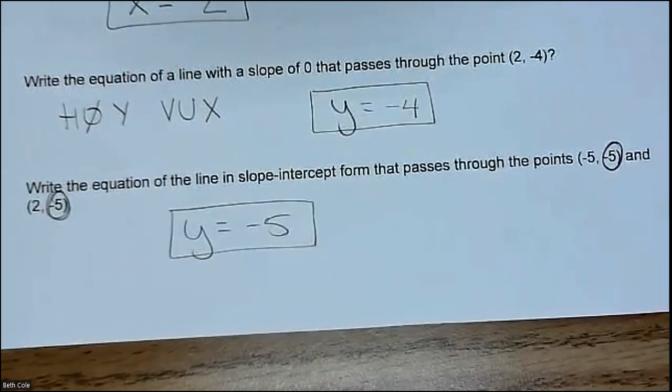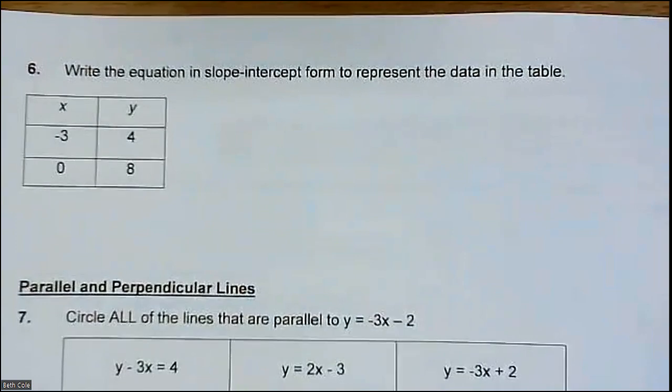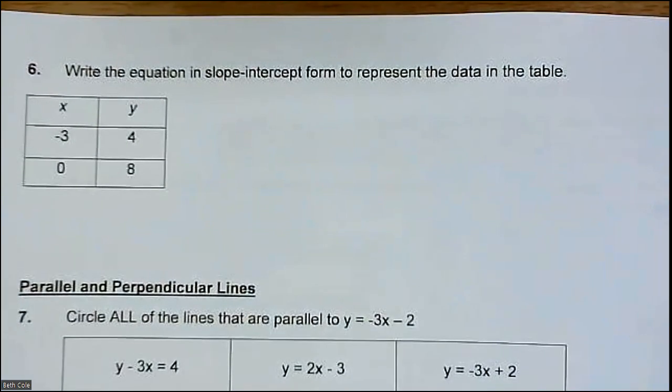To clarify it, if you're paying attention and you notice that, that's going to save you some work, okay? So write an equation for the data in the table.